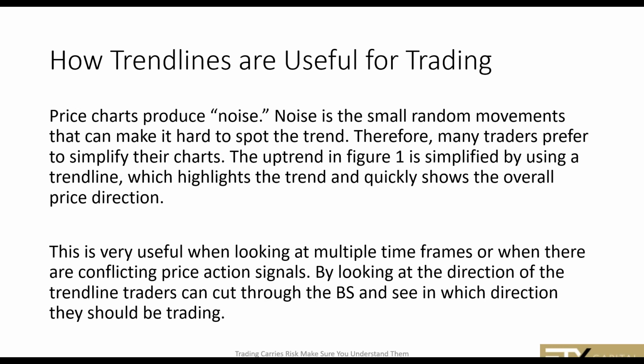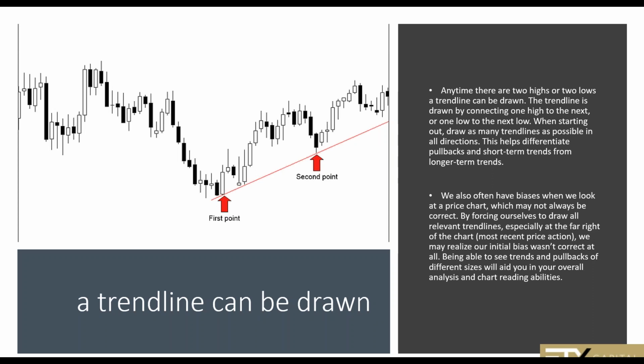So, a trend line helps us take the noise out of the markets. And because they have rules, now even though you can personalize them somewhat, you still have to have rules. And by having a rule-based trade or rule-based trend line, you're now starting to take that random information you have on your charts and put it to use. So anytime there are two highs or two lows, a trend line can technically be drawn. The trend line is drawn by connecting one high to the next or one low to the next. So in an uptrend, you're connecting the lows and drawing the line underneath the price. In a downtrend, you're connecting the highs above.